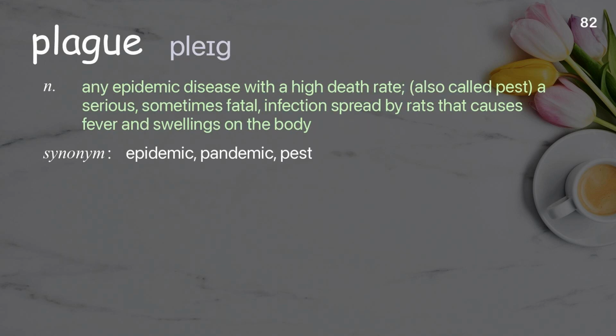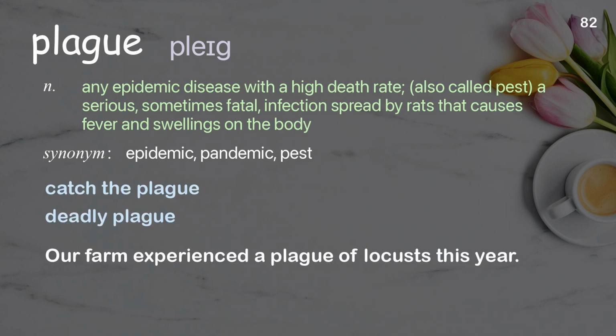Plague. Any epidemic disease with a high death rate, also called pest, a serious, sometimes fatal, infection spread by rats that causes fever and swellings on the body. Examples: catch the plague, deadly plague. Our farm experienced a plague of locusts this year.